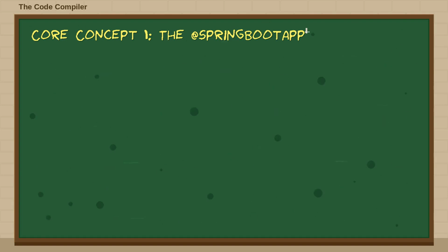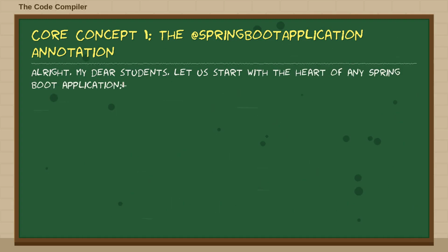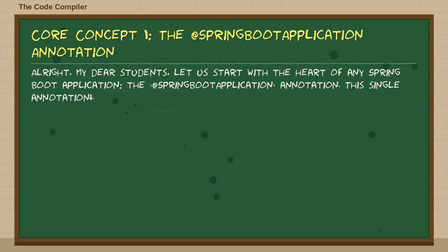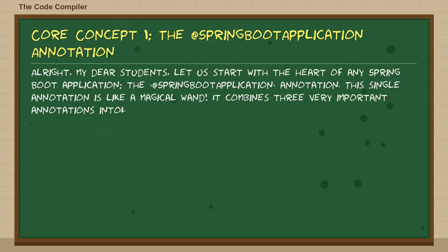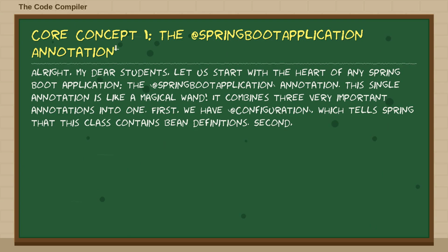Alright, my dear students, let us start with the heart of any Spring Boot application, the @SpringBootApplication annotation. This single annotation is like a magical wand. It combines three very important annotations into one. First, we have @Configuration, which tells Spring that this class contains bean definitions. Second, @EnableAutoConfiguration, which is the real magic. It automatically configures your Spring application based on the Java archive dependencies you have added.